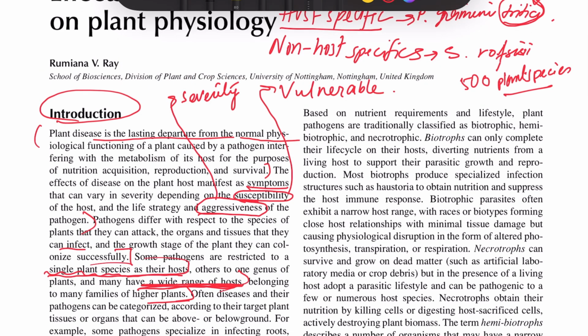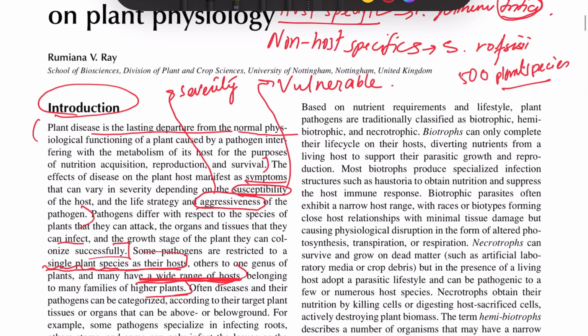Okay. Now, based on the nutrient requirement and lifestyle, plant pathogens are traditionally classified as biotrophic, hemibiotrophic, and necrotrophic.